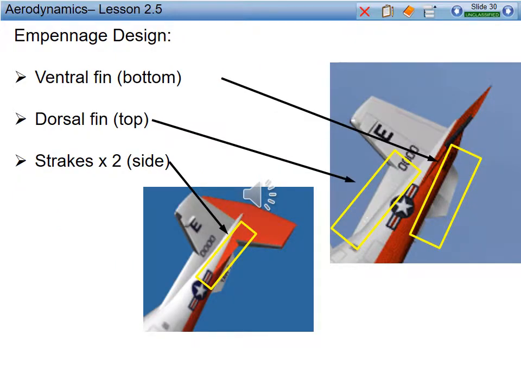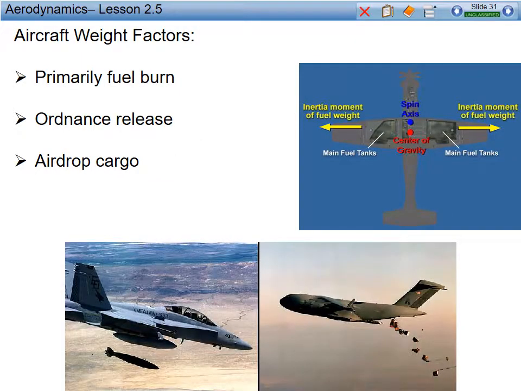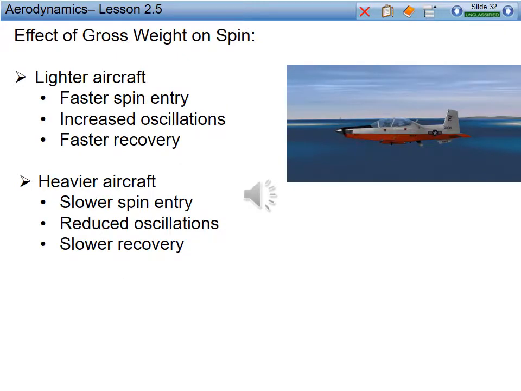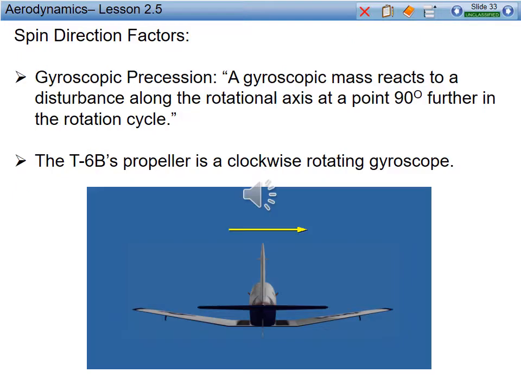Here are the three attributes that are going to be preventing your T6 from entering into a flat spin: ventral fin, dorsal fin, and two strakes. Effects of gross weight on spin. A lighter aircraft is going to have a faster spin entry, increased oscillations, and a faster recovery, whereas a heavier aircraft is going to be the opposite: slower spin entry, reduced oscillations, and slower recovery.